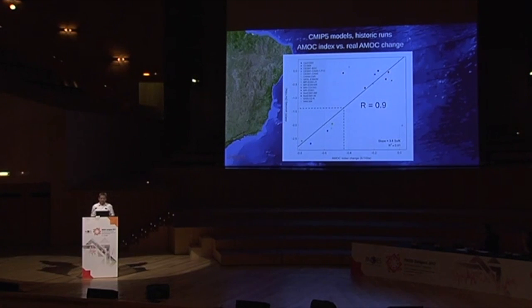This shows the trend since the beginning of the 20th century on the x-axis for the AMOC index in the model, based on these surface temperature data, and on the y-axis the actual AMOC, which in the models, of course, we know, unlike in the real world, so that's the advantage of the models. And you see there's a very strong correlation of 0.9 here with an R-squared of 0.81, which means that the AMOC index explains 81% of the variance in the actual AMOC trend in these climate models.